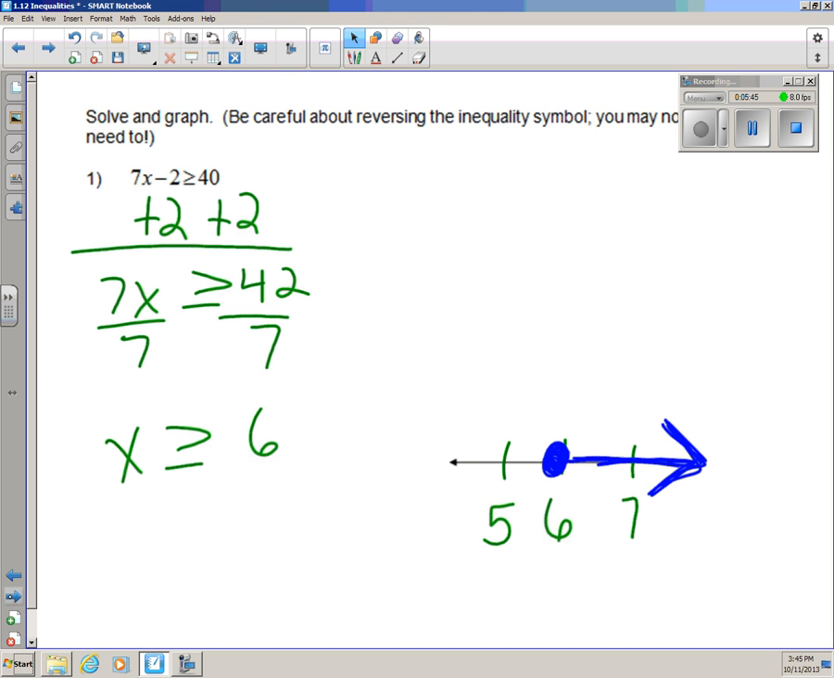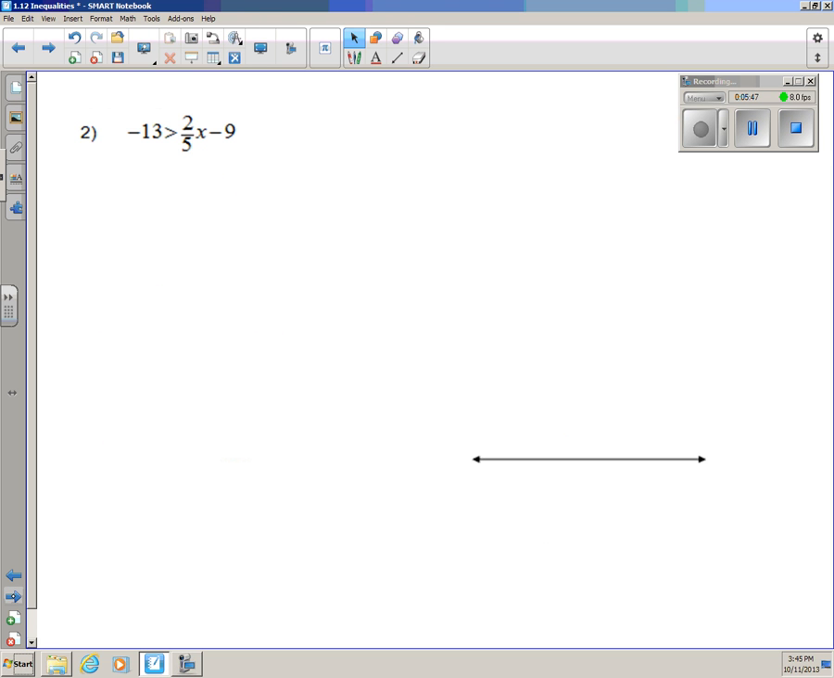Let's take a look at number 2. I've got a fraction here. I like to do math. I like to clear my fraction. I'm going to put everything over a 1, and I'm going to multiply the entire equation by 5.